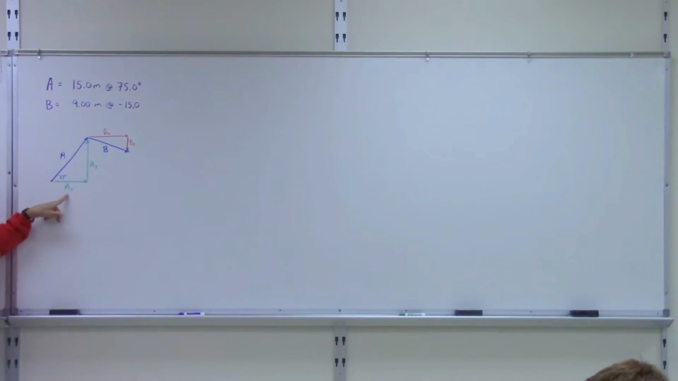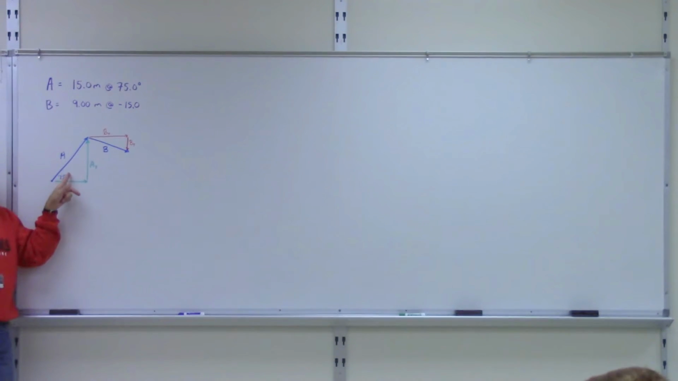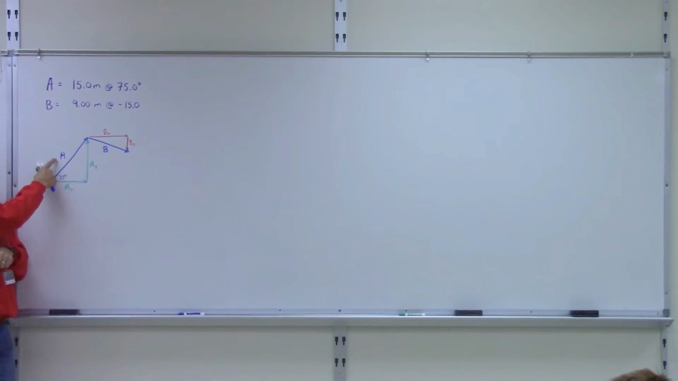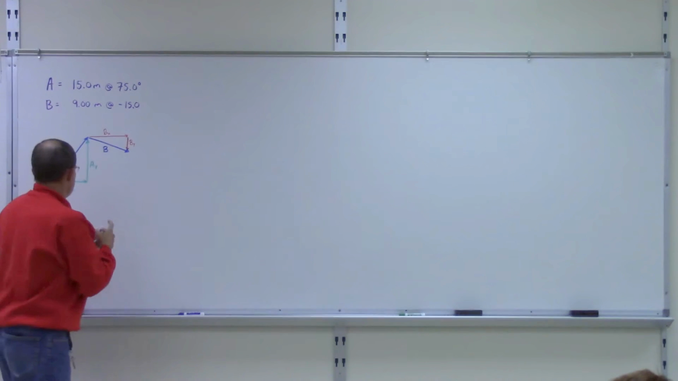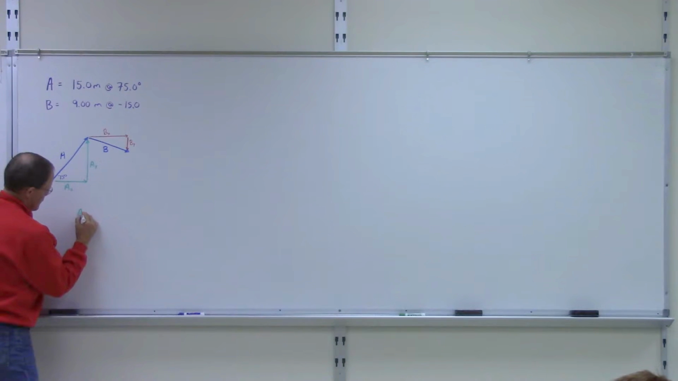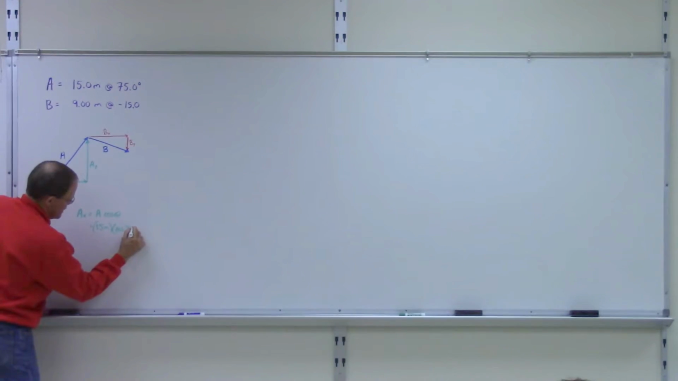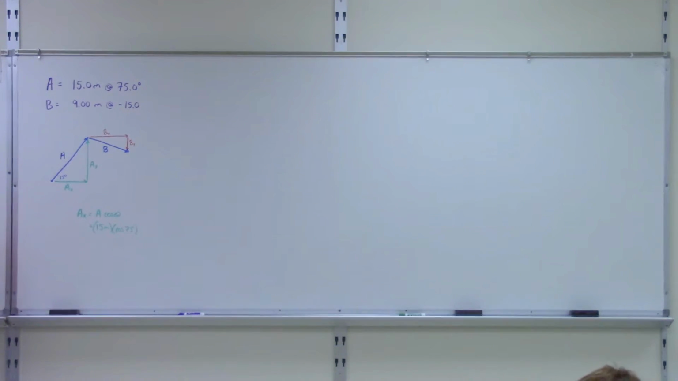Now, if I were to find A sub x, how would I do that? What trig function would you use if you knew the angle and you knew the hypotenuse was 15? You'd use cosine, right? The cosine of 75 would be A sub x over A. And so, it's pretty easy to figure out that if you want to find A sub x, you take A times the cosine of the angle, which in this case is 15 meters times the cosine of 75 degrees. Okay? And you could do that.